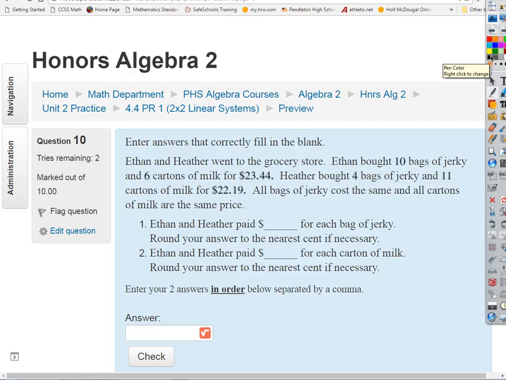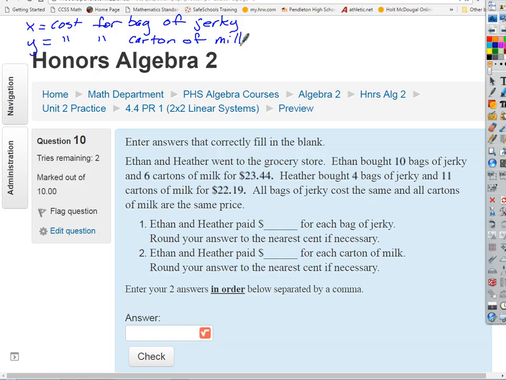Ethan bought 10 bags of jerky and 6 cartons of milk for $23.49. So this time we'll let X equal the cost for each bag of jerky and for each carton of milk. So X is going to equal the cost for a bag of jerky, Y equals the cost for a carton of milk. Okay, and so then, what are the two equations we get?